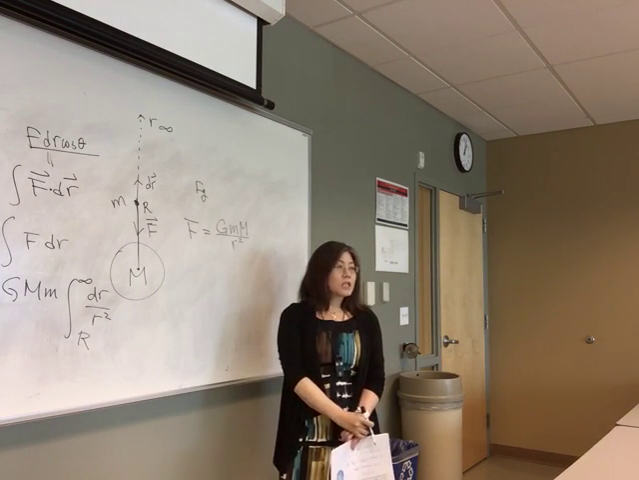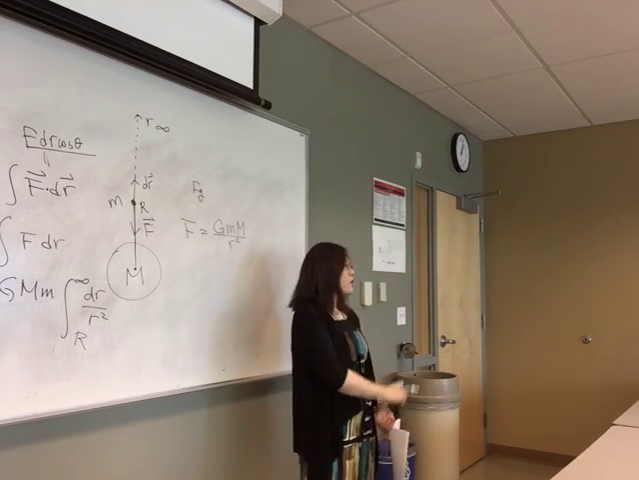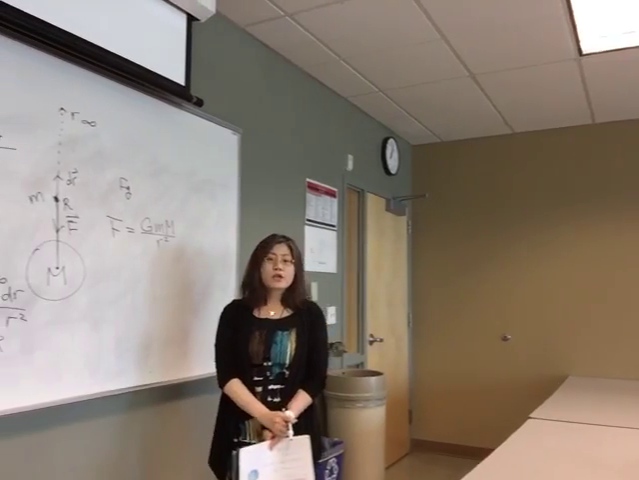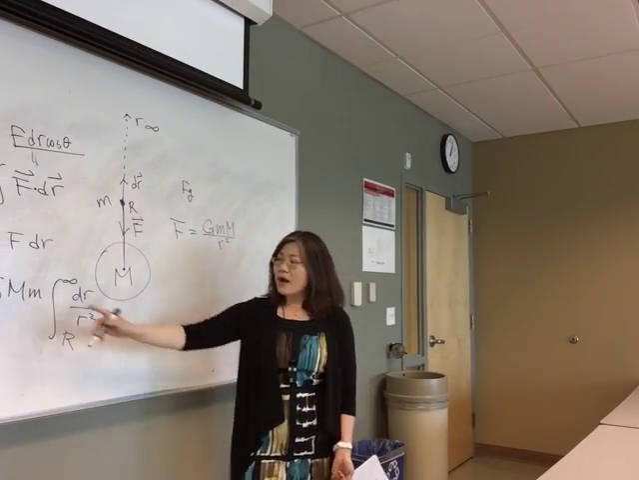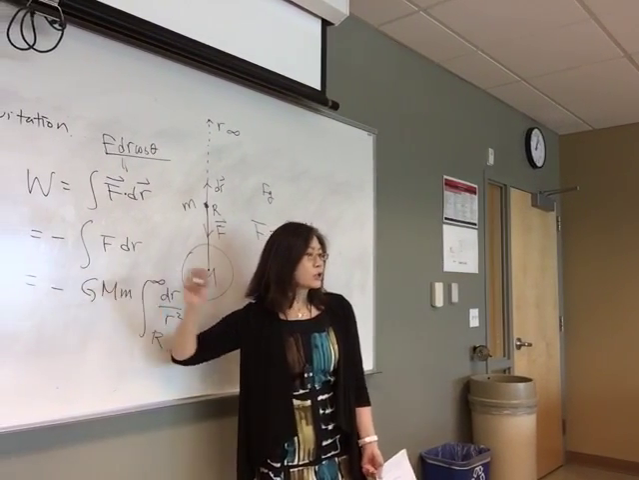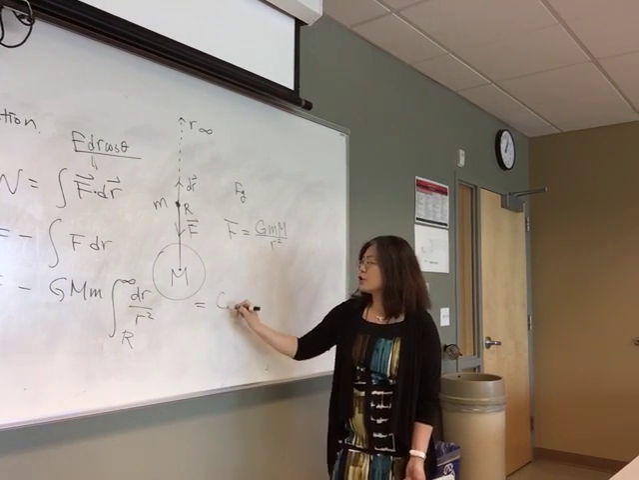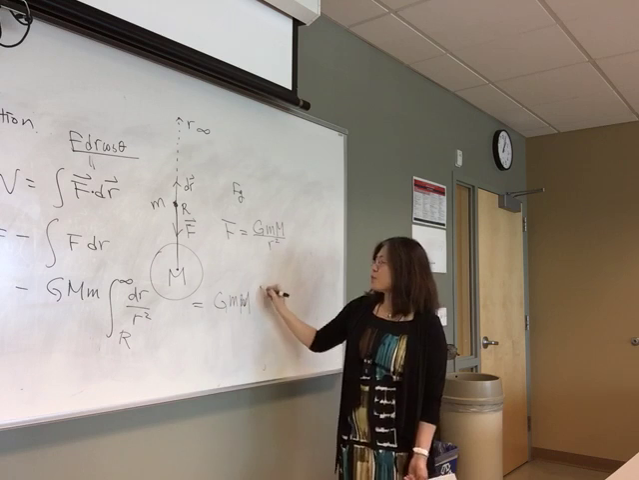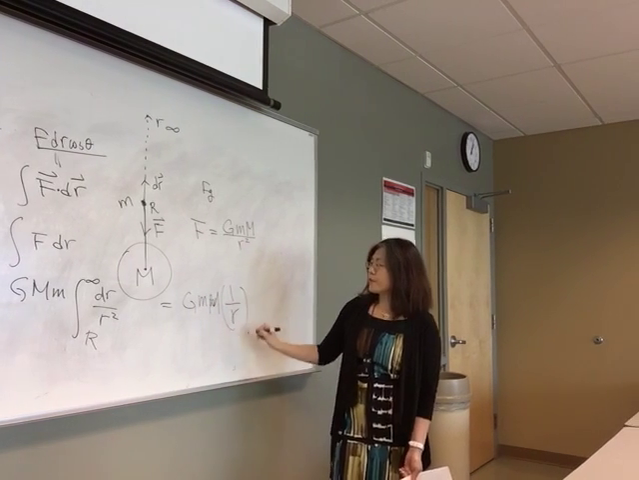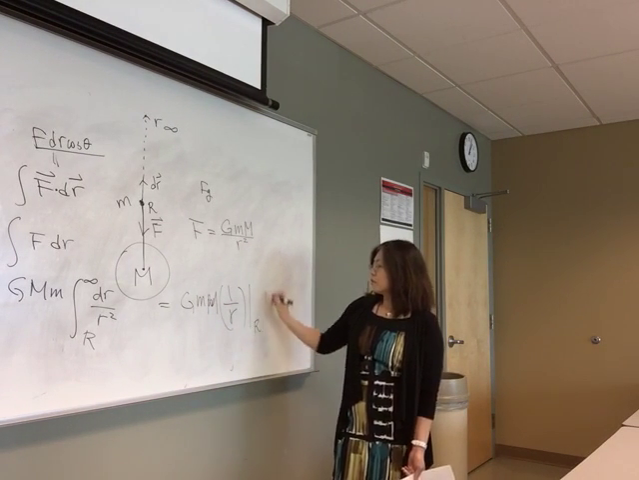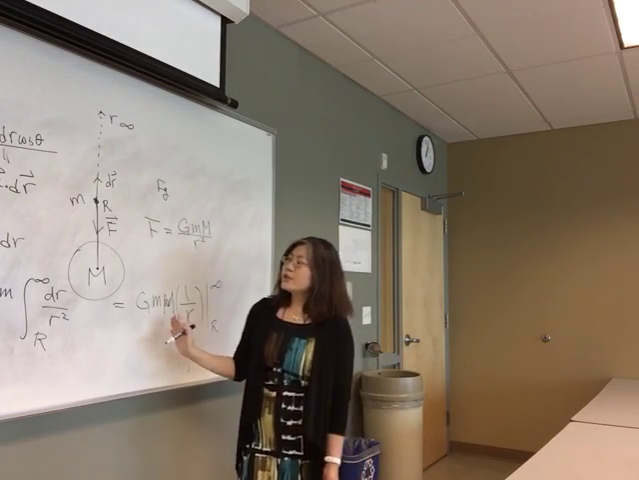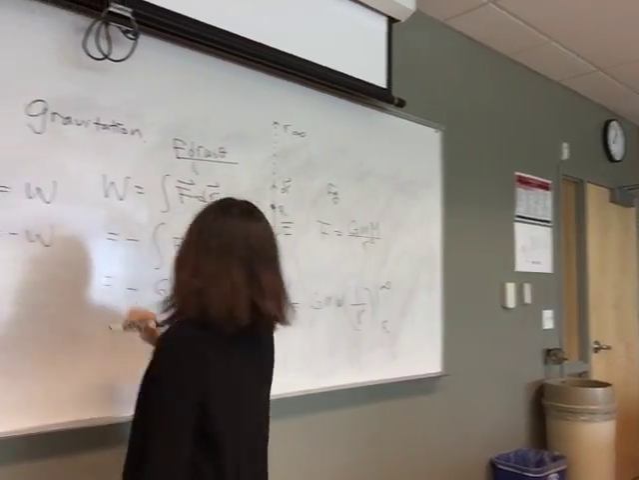Do we know that? Most of the students should know, yeah? Negative 1 over r, right? After you do the integration, that will be negative 1 over r. And then you have a negative already, so double negative gives you positive. So you have your G, M, N, and then 1 over r, from initial to final position. So this is the amount of work.